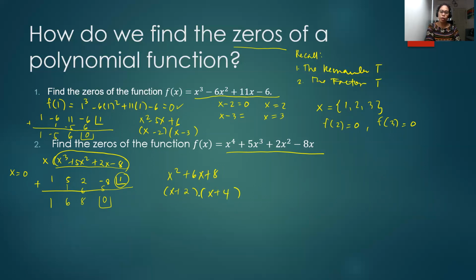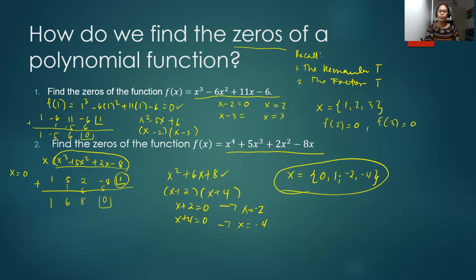So if these are the factors of this, then x plus 2 equals 0, as well as x plus 4 equals 0. So we have x equals negative 2, and then x equals negative 4. So the zeros of this polynomial function are 0, 1, negative 2, and negative 4.